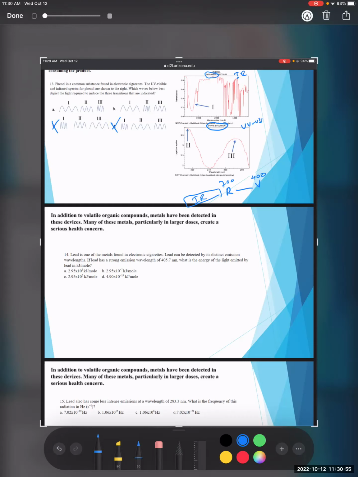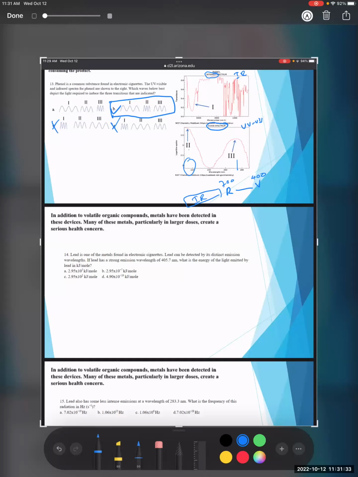Transition 2 has a shorter wavelength, around 200 nanometers, something like that. And 3 has a longer wavelength, something close to 270 nanometers. So the shortest wavelength must be 2. Between A and B, the shortest wavelength is assigned to 2 in option B. Therefore, the correct answer is option B. Okay, that is how we do that.